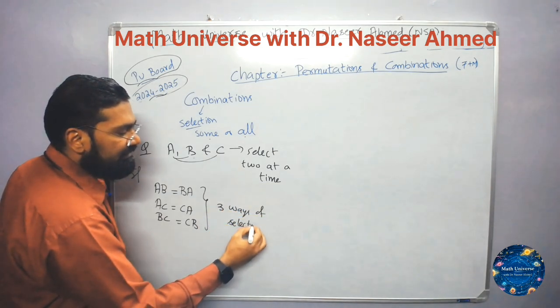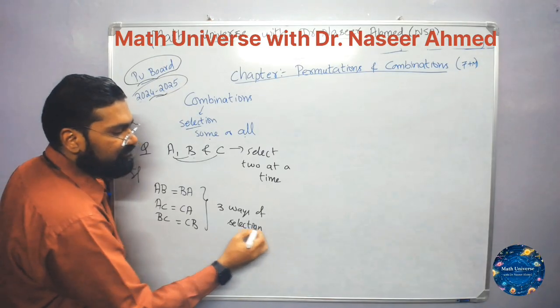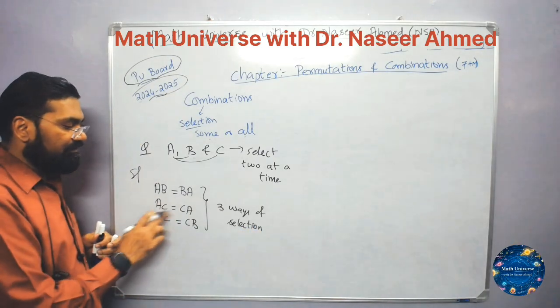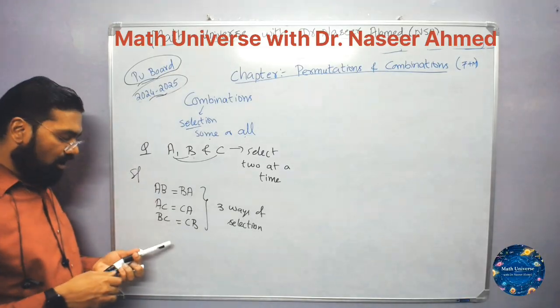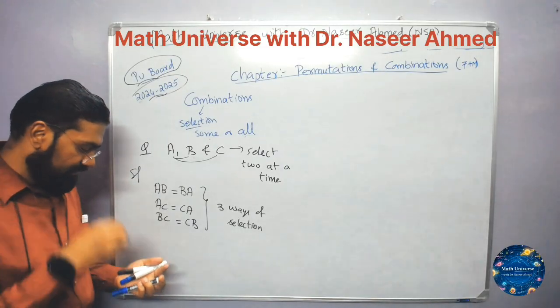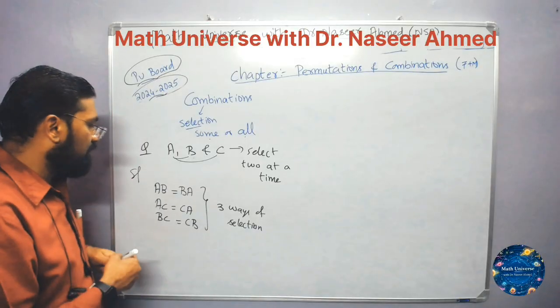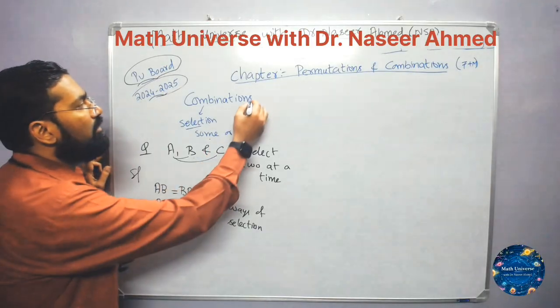So one thing is very clear that AB and BA, AC and CA, BC and CB are same. In selection, order is not important. In selection, what is not important? Order is not important.